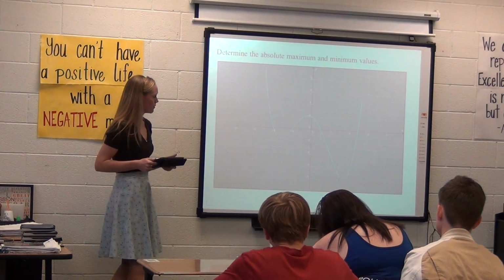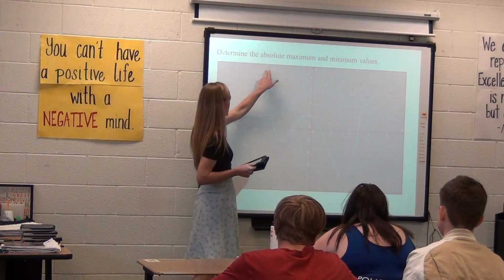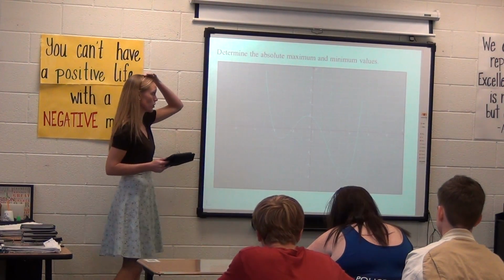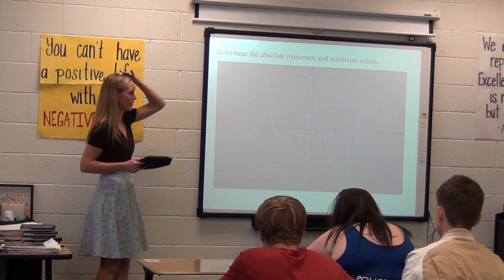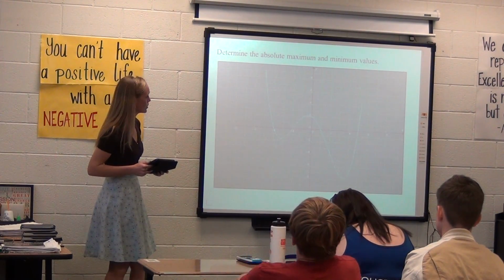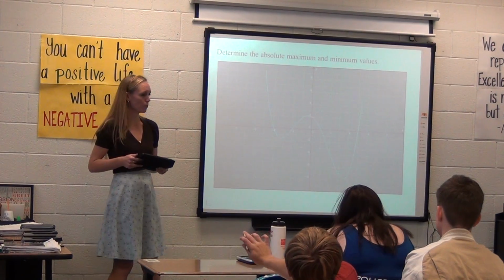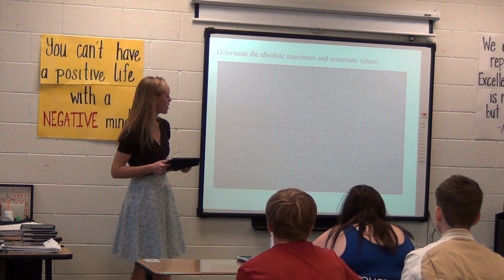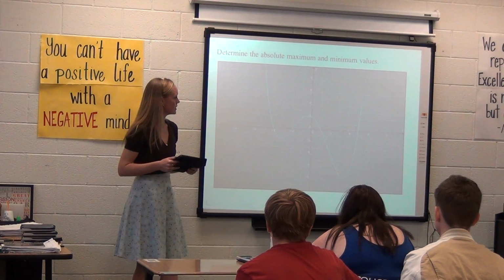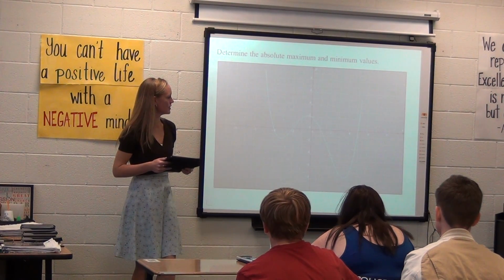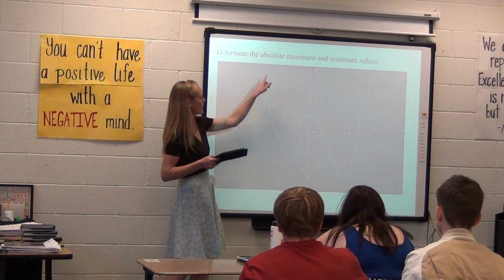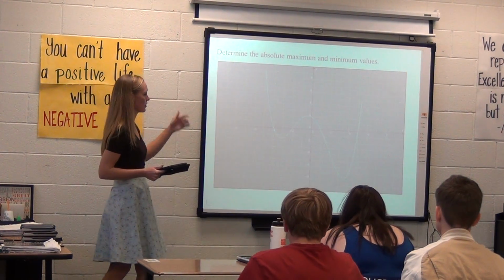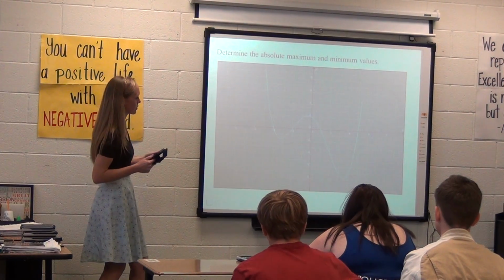So we're looking at a function here. This function ends at this point and at this point, and we want to determine the absolute maximum and the minimum value. So our absolute maximum is at what point on this graph? About negative 5, 9-ish. So this would be our absolute maximum value. It's the highest point that our function reaches on this domain that we're looking at.